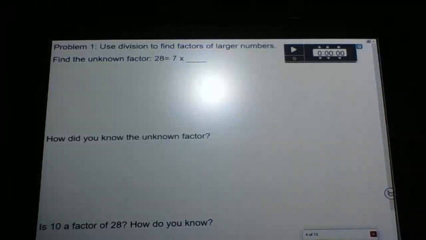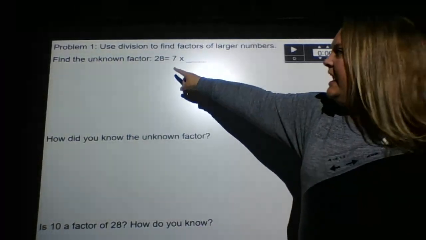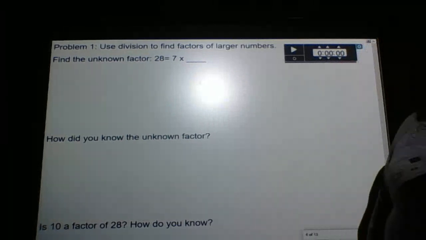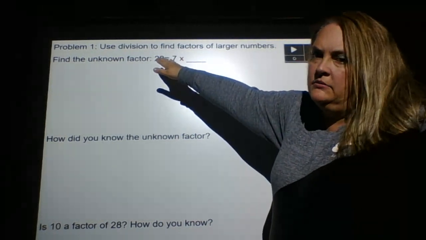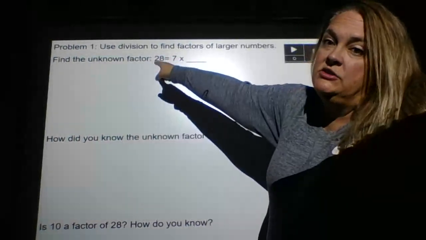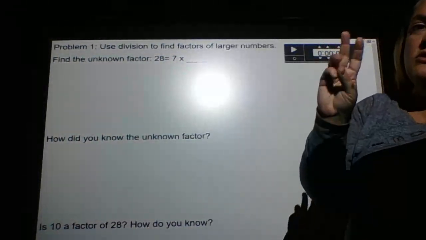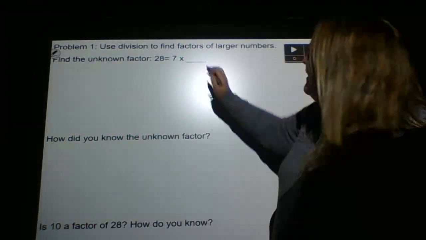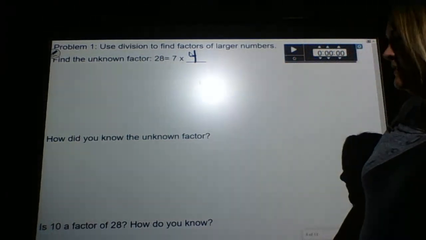All right, we're going to go ahead and do this problem 1. This is a quick one. It just says find the unknown factor, and it says 28 equals 7 times blank. How would you solve that? How would you work that backwards to find out what times 7 would give you 28? I'll tell you what I would do. I would skip count by that 7 until I hit the 28 and see how many groups that is. So 7, 14, 21, 28. What'd you get? 4. So when we have a missing factor, we can just skip count by the other factor until we get back to the product.